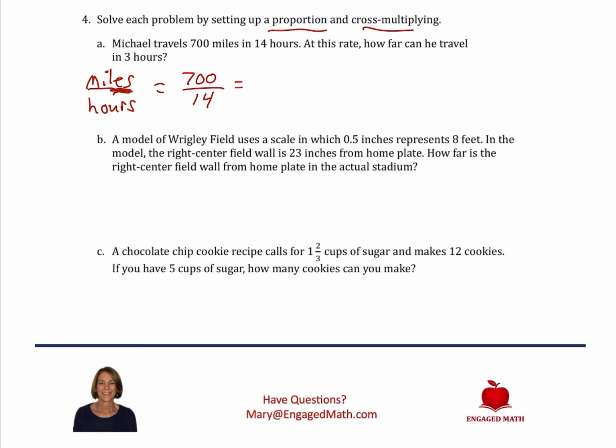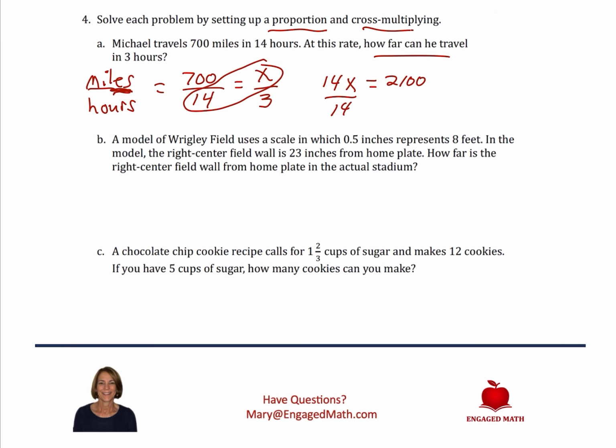And so then our question is, how far can he travel in 3 hours? So the 3 has to go in the denominator by the hours, which means what we're looking for is x, the number of miles that Michael travels in 3 hours. And so now we're going to use our cross-multiplying skills. I'm just going to show you a little bit of the butterfly, but I know you know this from previous lessons. So 14x equals 3 times 700, or 2100.